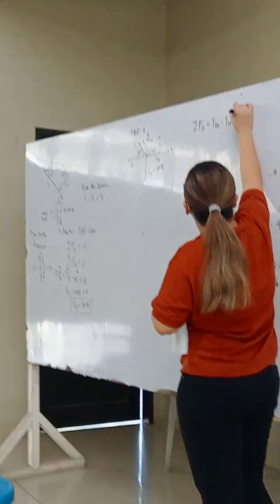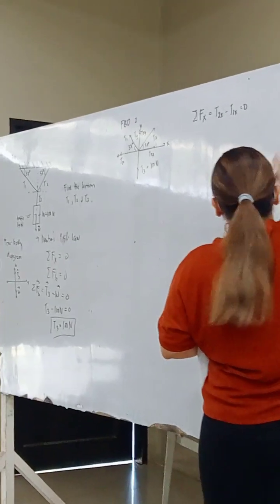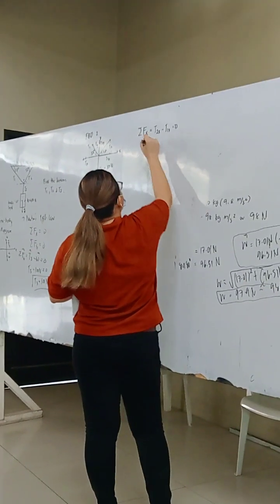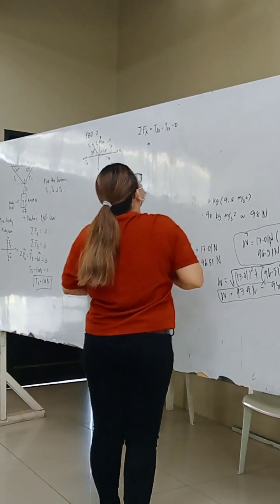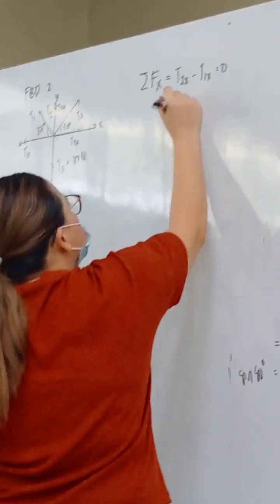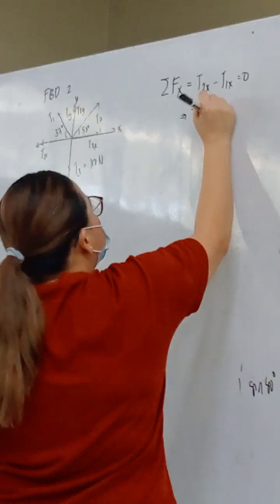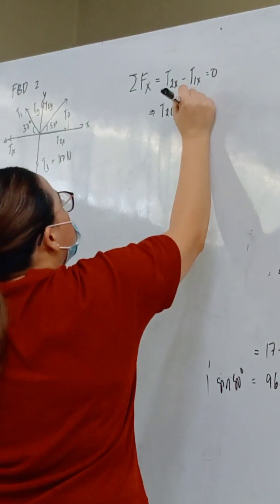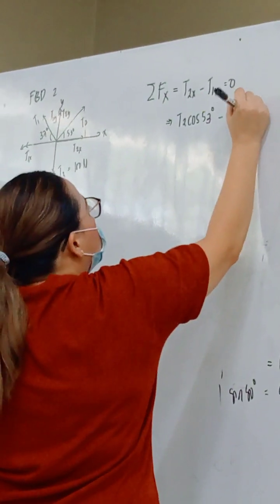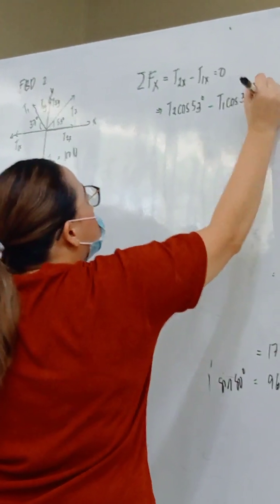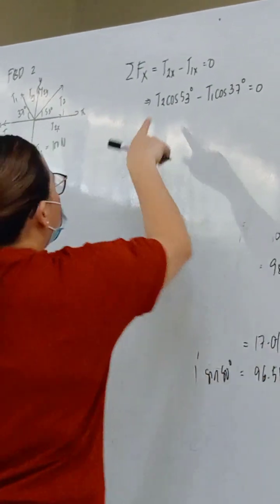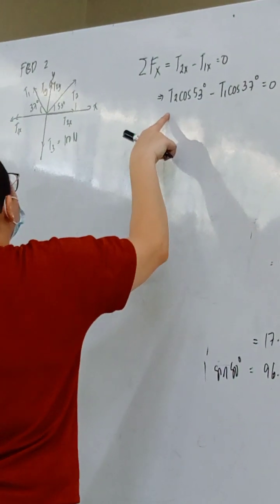And this is equal to 0. In terms of the given theta, we substitute. So P2x becomes P2 cosine of 53 degrees, and P1x becomes P1 cosine of 37 degrees. Okay, equate it also to 0. So P1 and P2 are unknown.